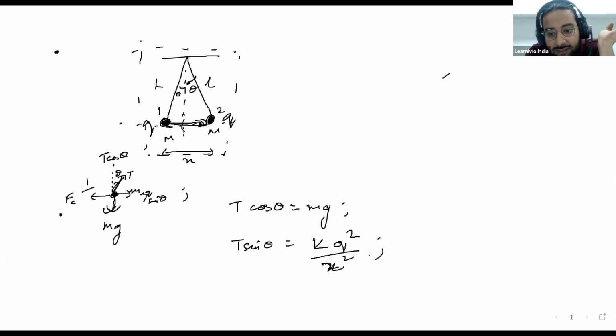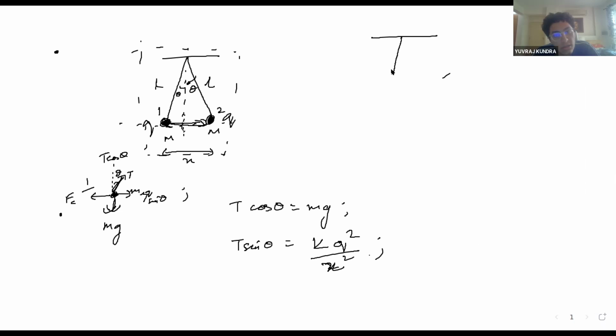X just represents the distance between the two, I guess. Sir, I thought it's some point in between both the masses. Okay, so think about it again. Let's assume there isn't any charge on both these balls.